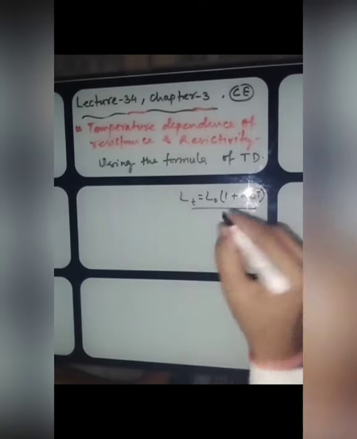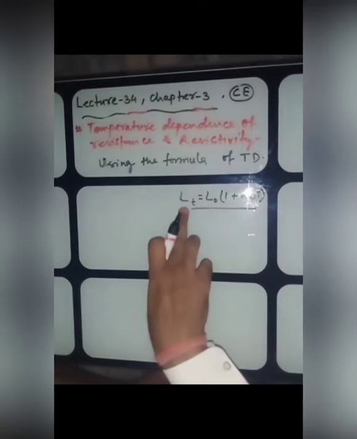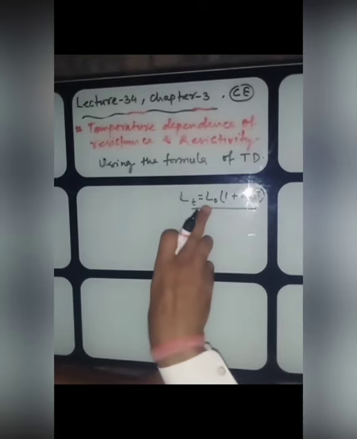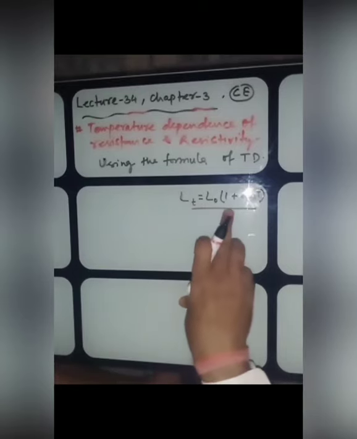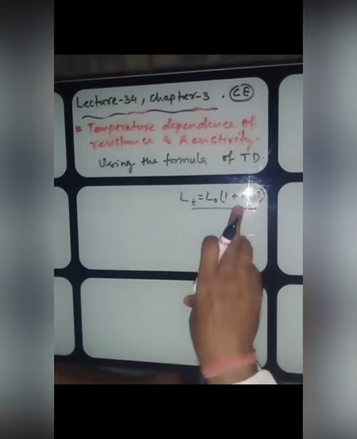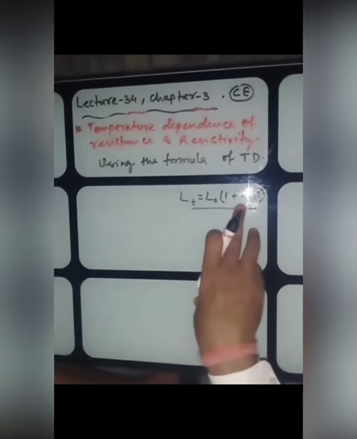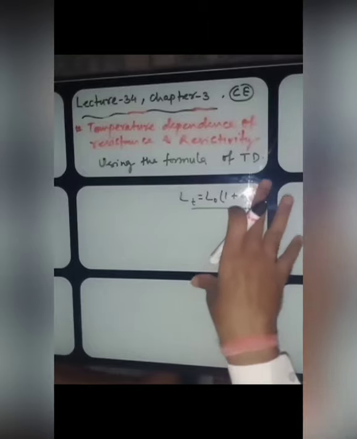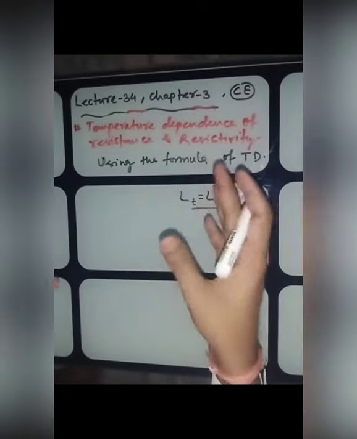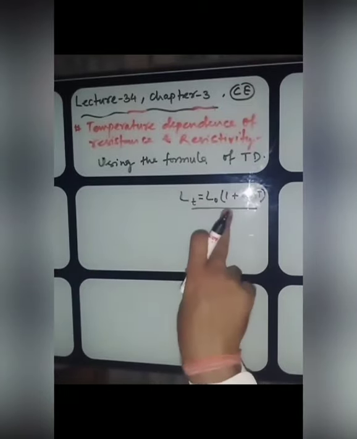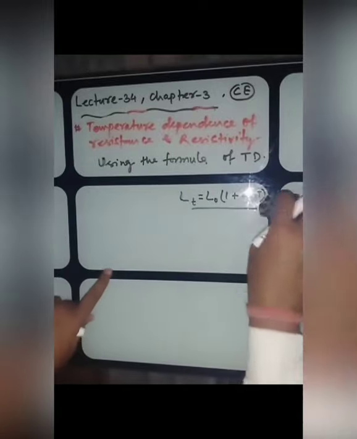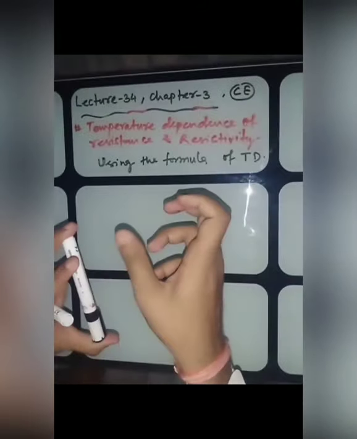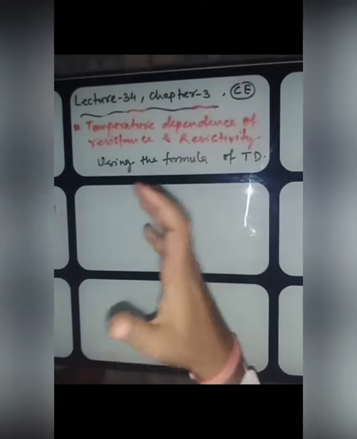Do you remember, my dear student? Yes, LT was the length at temperature T. L naught was the length at absolute temperature, and alpha was the thermal coefficient of linear expansion. And delta T was the change in temperature. If you change the temperature, then the length would change on the basis of this. Using this formula we are writing directly, because current and heat we have studied already in standard 11. I have taught you current and heat both follow the same nature.